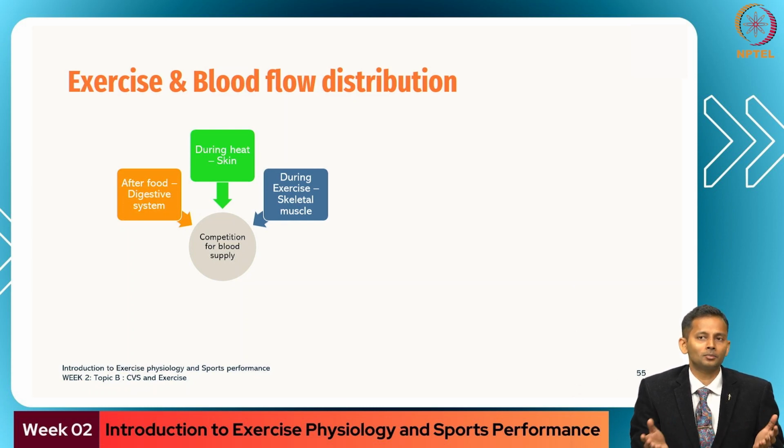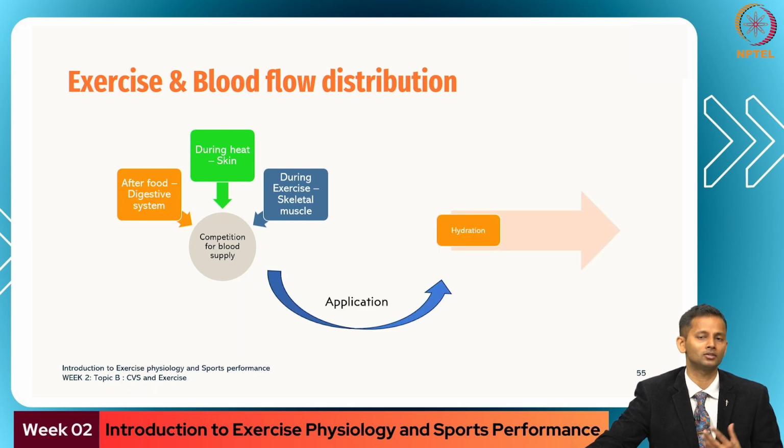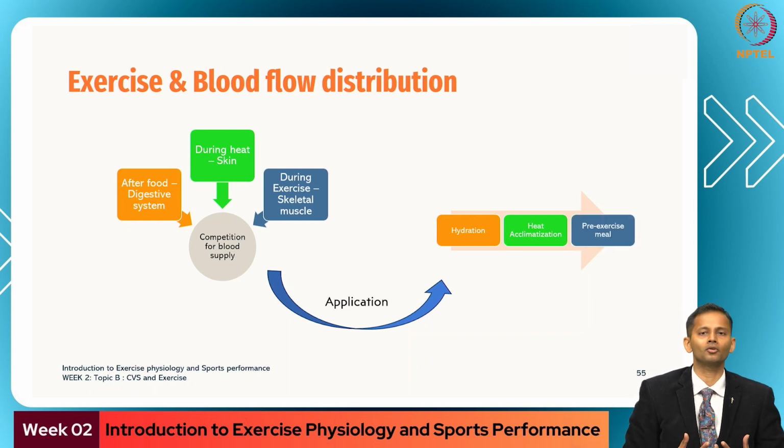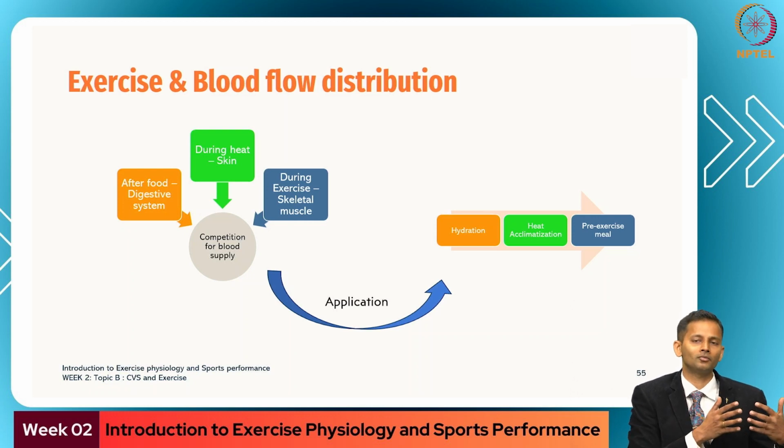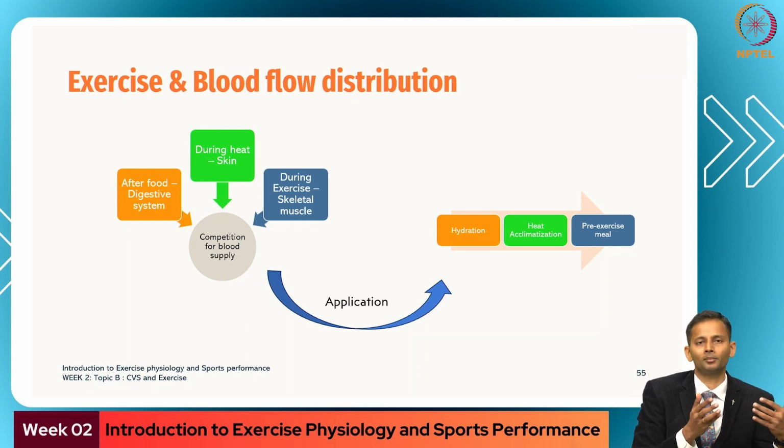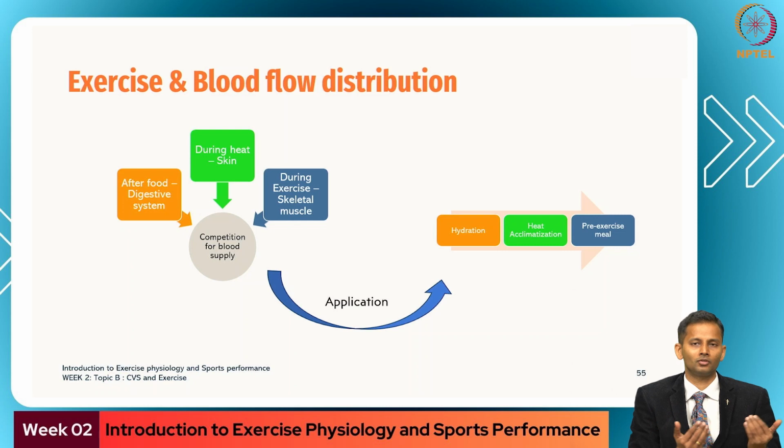It is as simple as that: the body identifies the metabolically active tissue and accordingly it redistributes as per the need. So what is the application of this knowledge in your sports and exercise? How can you address it? This is addressed by keeping yourself well hydrated. Hydration will help in maintaining the blood volume when you are exercising in a hot and humid climate. Also, it will help in maintaining body temperature during the activity.